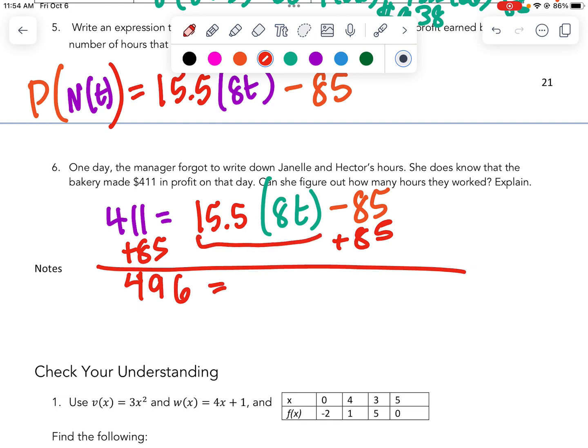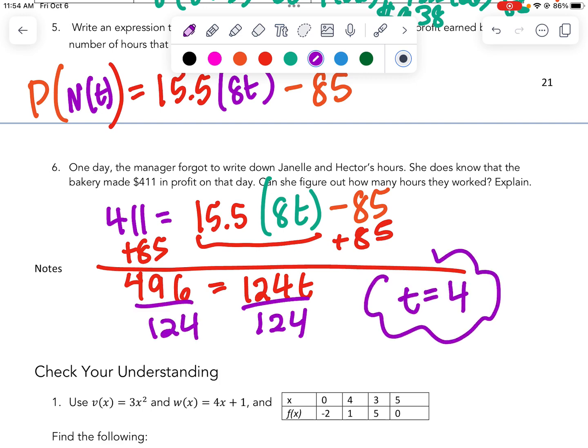496 equals, we can multiply 15.5 times 8, 124t. Divide each side by 124. All right, so t would be 4. 4 hours would give that profit.